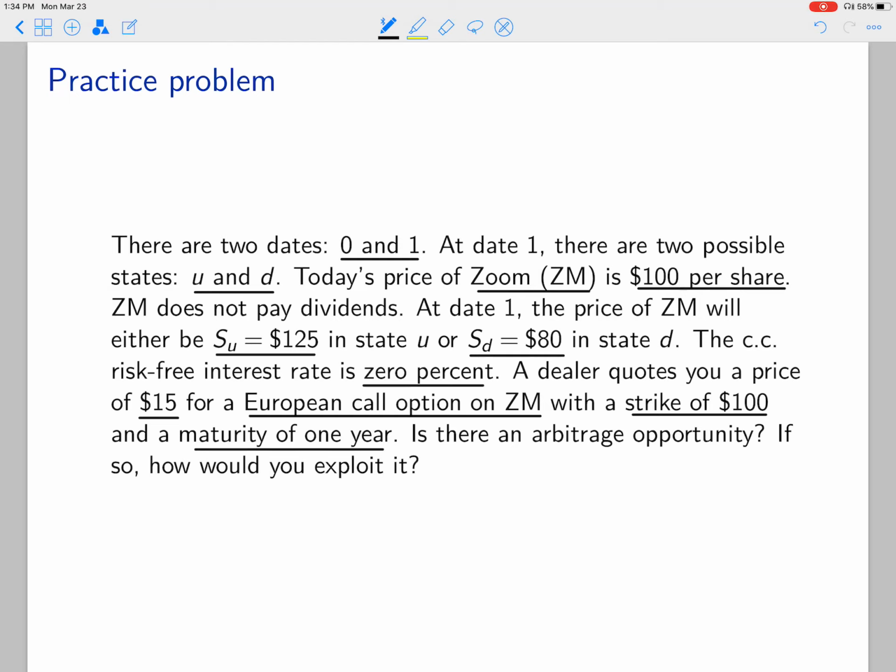We want to answer two questions. First, based on this market price that the dealer quotes us, is there an arbitrage opportunity? And if so, how would we exploit it? Let's start by writing down our inputs. We'll use the binomial tree. There are 2 dates, 0 and T. There are 3 assets in the model. The model starts at date 0.